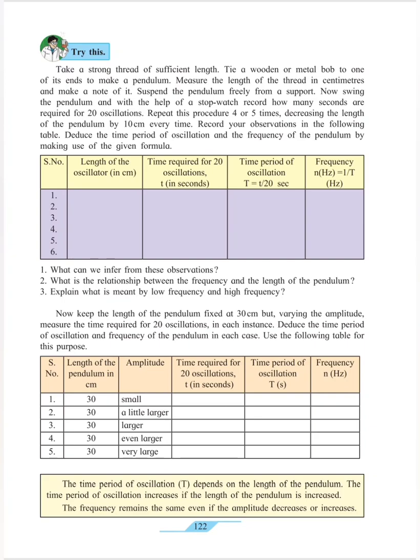With the help of the formula 1 upon T is equal to F, frequency is equal to 1 upon T, we can easily find out the frequency with the help of T. And if we want to find out time T, we have to do just 1 upon F. When cross multiplied, the formula of T comes as 1 upon F.